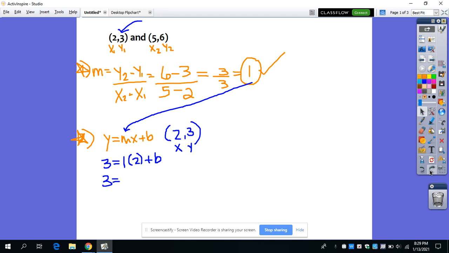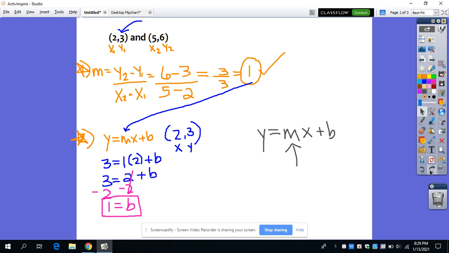So I have 3 is equal to 1 times 2 is 2. Bring down my plus b. Subtract 2 on both sides to solve for b. I'm left with b is equal to the number 1. Conveniently, they're both 1. So I have y equals, again, mx plus b. To solve for a linear equation, I need to plug in my m, which is my slope, and b, my y-intercept. In this case, they both happen to be a 1. So I have y is equal to 1x plus 1. That's my linear equation. Okay?